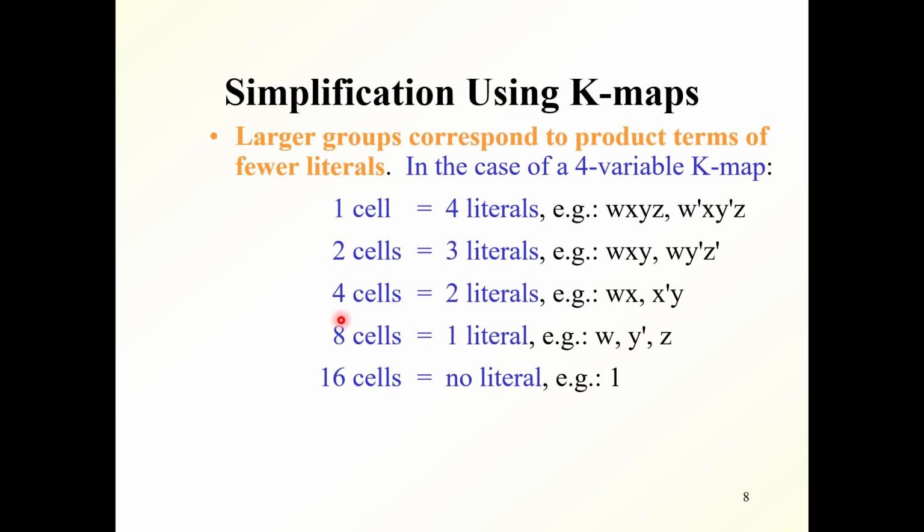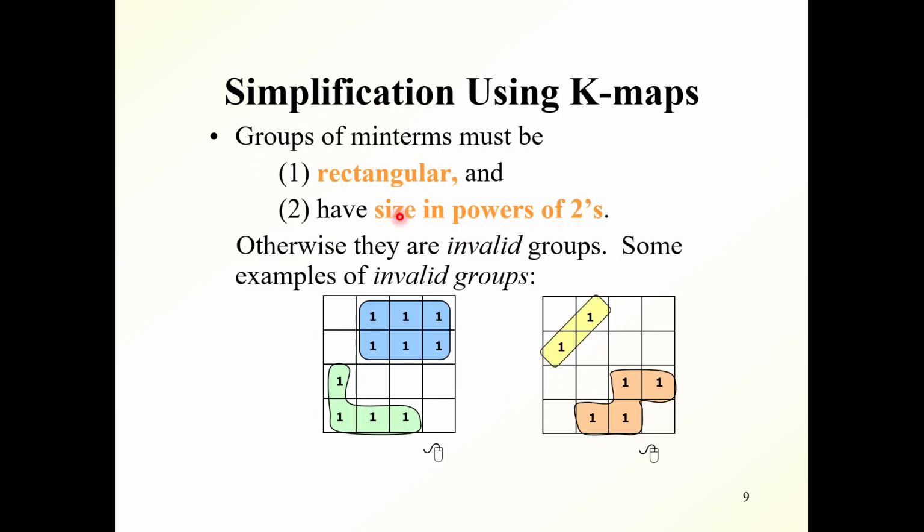If we have 8 cells, then the result will have only 1 literal in the term. Of course, taking the whole 16 cells means the function is equal to 1. When grouping minterms in the K-map, make sure that the group satisfies these conditions.